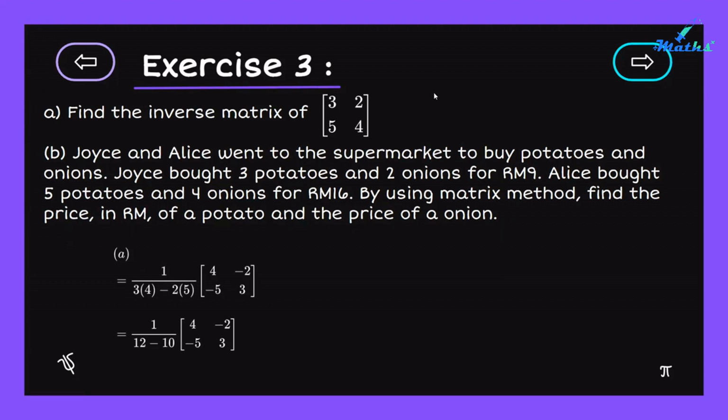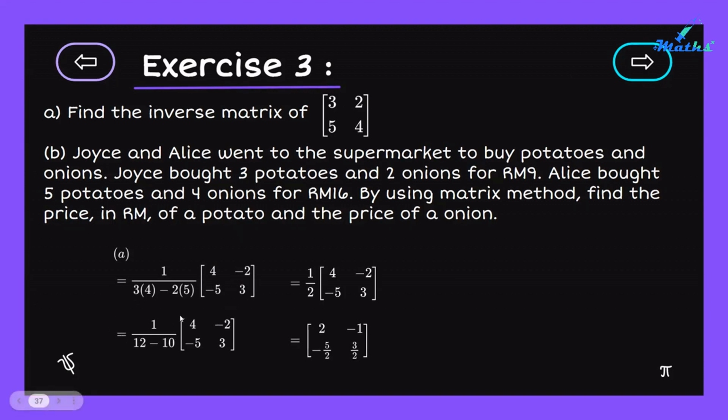Hope you all still remember the formula: 1 over AD minus BC, and then the bracket inside is D, negative B, negative C and A. So here AD: A is 3, D is 4, minus BC: B is 2, C is 5. Here D is 4 and A is 3, we switch the place. And then for B and C we add negative; since there's no negative here, we just add it on.